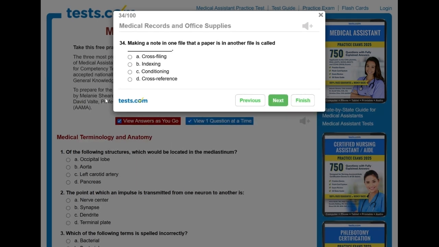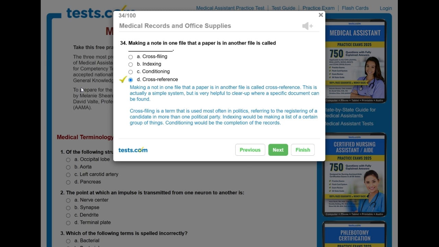Question 34. Making a note in one file that a paper is in another file is called A. Cross-filing, B. Indexing, C. Conditioning, D. Cross-reference. D. Cross-reference. Making a note in one file that a paper is in another file is called cross-reference.